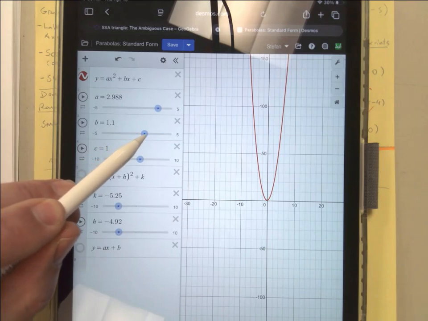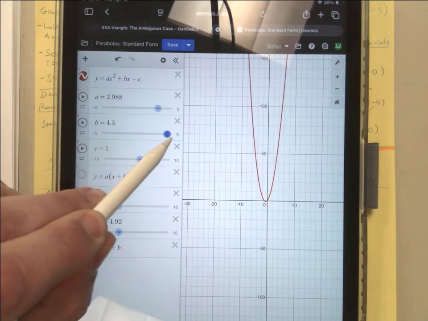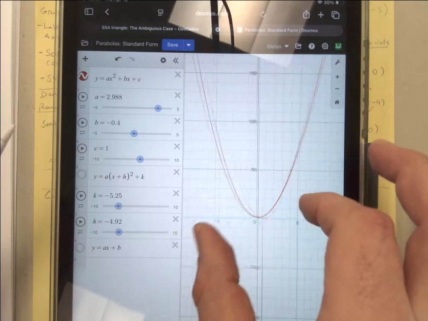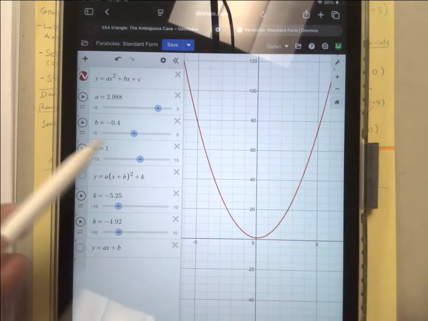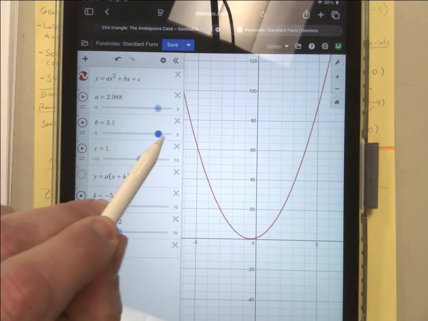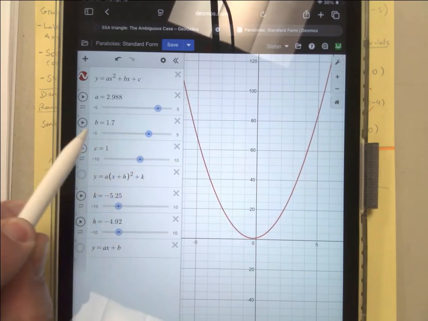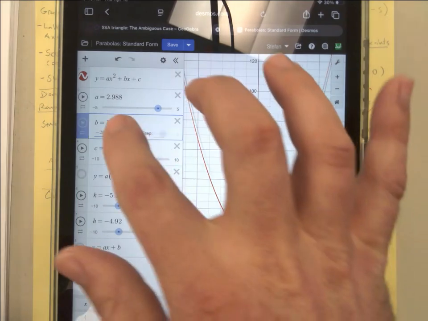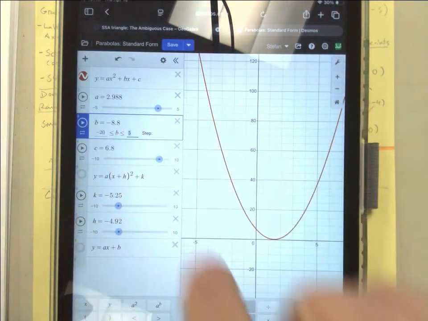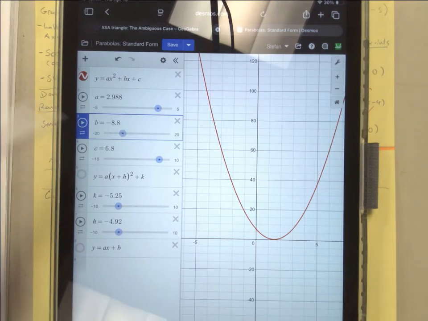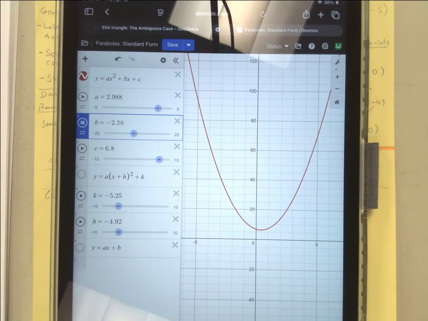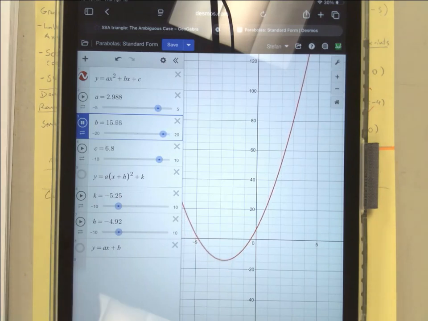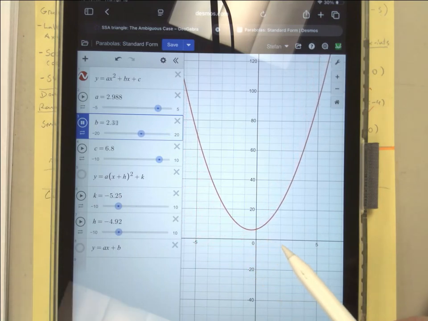Why is nothing happening? Oh yeah, it doesn't do a whole lot because I'm zoomed out too much. Okay, let's try it again. There's not much movement because I don't have a whole lot to slide back and forth. So let me change this to negative 20 and positive 20. Okay, so B is not that critical to know what it does because it doesn't give us a specific point, but I think it is cool to know, right?